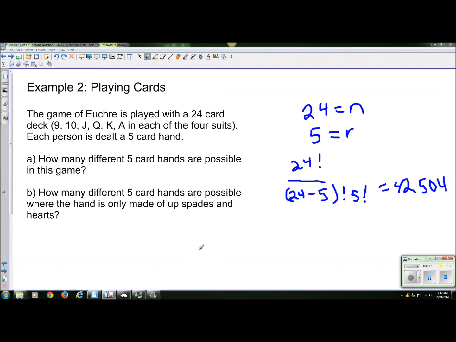Okay, welcome back. So, let's think about what this means. It means spades and hearts. That's half the number of suits in a deck of cards, right? Because ordinarily there'd be diamonds and clubs also. So that means we've got half as many cards to choose from. So that's going to give us 12. So we'll have 12 choose 5, which you can plug into your calculator and get the answer.